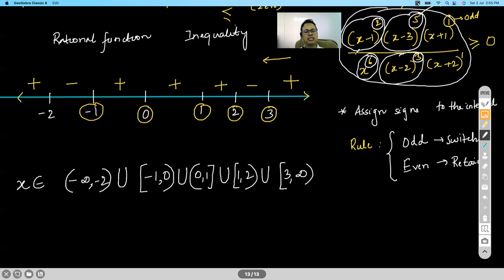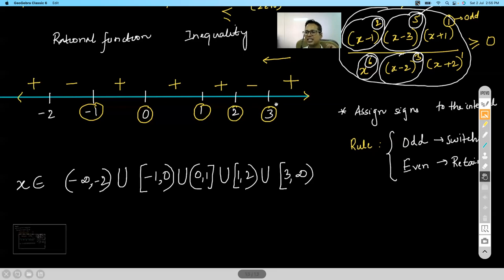Okay. Now I will explain the reason behind this change of sign. Why do we change sign when the number that we are crossing is coming from a factor which has got odd power? And why do we retain the sign if the number that we are trying to cross has come from a factor which has got even power?